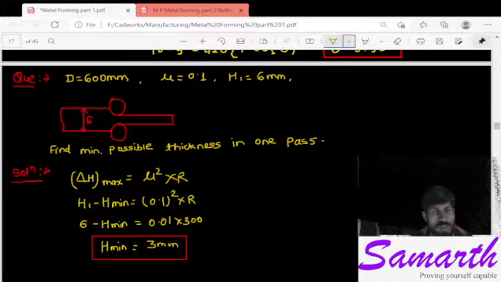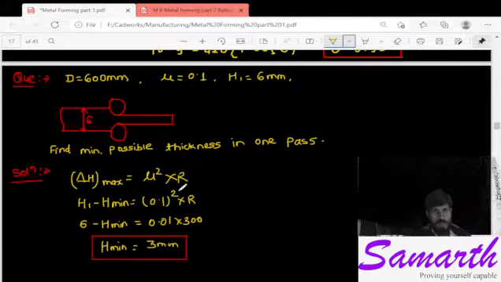Now question 2: D is equal to 600 millimeter. Roll diameter is given. Coefficient of friction between roll and plate or sheet is given. And initial height is given equal to 6 mm. And we have to find the minimum possible thickness in one pass.